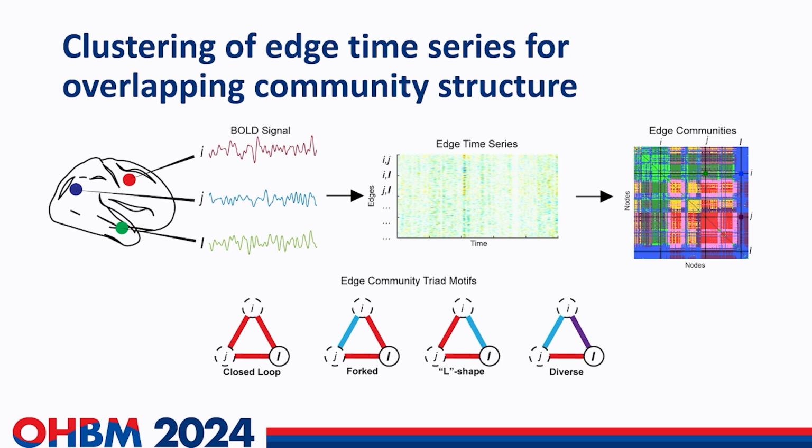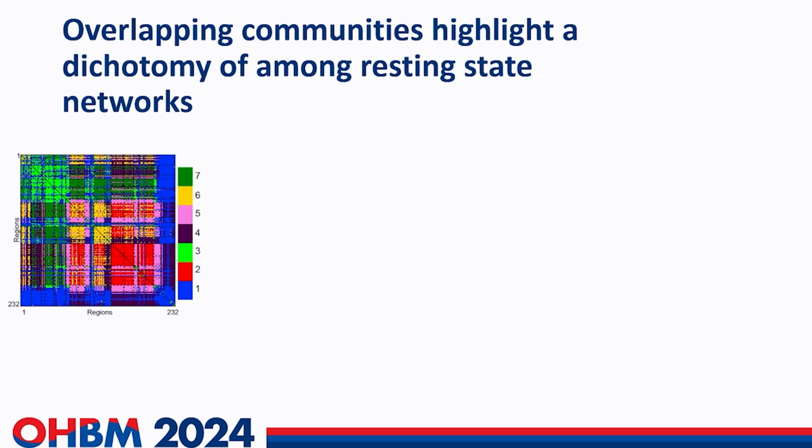We have a forked one, which is with respect to that node L. And then you have an L shape and diverse, where you have 3 communities. So these are the unique ways that these triads can appear. And for interpretation, I think what's useful here is to always have an anchor node or a reference node, in this case L. So we're looking at how the time courses, or the dynamics, between node L and any other 2 nodes are behaving based on the edge community structure.